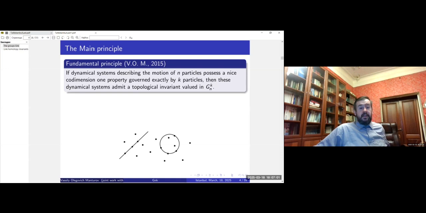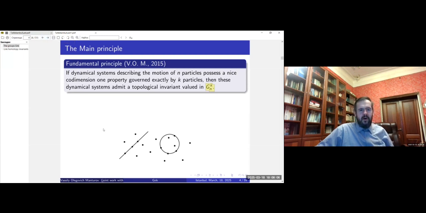So here it is, about 10 years ago. If we have dynamical systems describing the motion of n particles, and those dynamical systems possess some nice codimension 1 property, which is governed exactly by k particles, exactly by k means it cannot depend on k minus 1, but exactly by k, then these dynamical systems admit a topological invariant valued in G and K. And during the talk, I will be telling you what a nice codimension 1 property means, what it means exactly by k particles, what I mean by a particle, and of course, in some minutes, I will give the definition of those groups and tell you why these groups are interesting, why we should study them, and many other things.